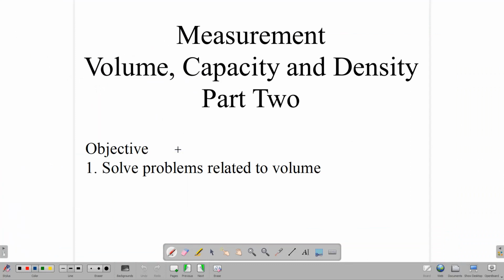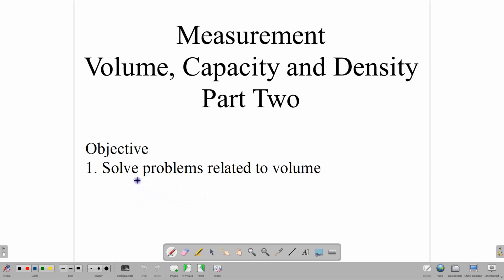This is part 2 of a two-part lesson that we started on volume, capacity, and density. In the first lesson, we looked at how to calculate the volume of cubes and cuboids. We also explored what volume, capacity, and density were, how similar they are, and how different they are, and how we can find the volume of an object by determining the cross section and multiplying the cross section by the length. And so this lesson is a follow-up.